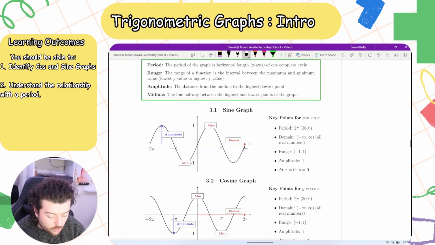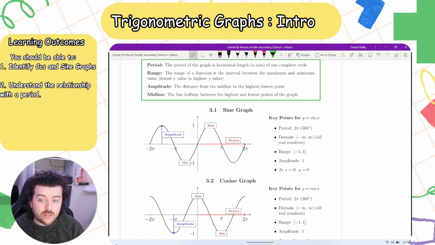The range of a function is the interval between the maximum and the minimum value. So here, the range is 1 to minus 1. It goes up to 1 and goes down to minus 1. That's about it. Nothing too crazy there.